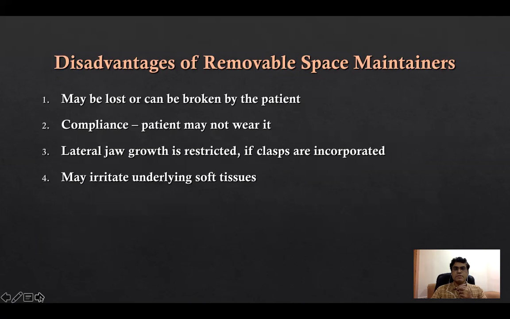However, there are certain disadvantages of these removable space maintainers, as it may be lost or can be broken by the child patient. The compliance, that the patient may not wear it, that is an issue. Lateral jaw growth is restricted because it will have flanges laterally, and also if the clasps are incorporated, it will further restrict the positions of the teeth, that is the movement of the teeth during the growth, and it may irritate the underlying soft tissues.